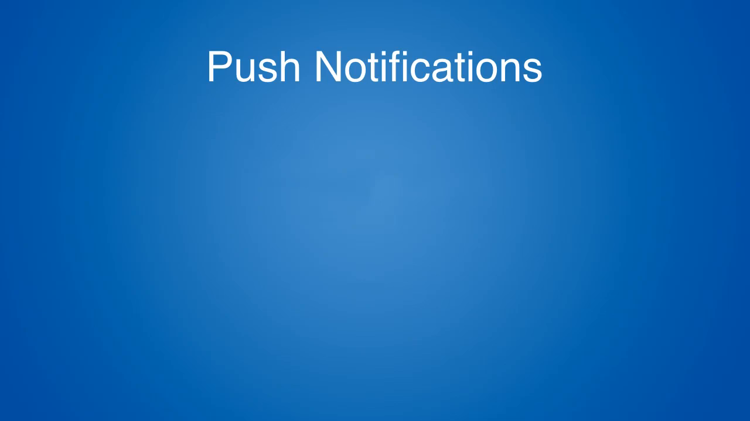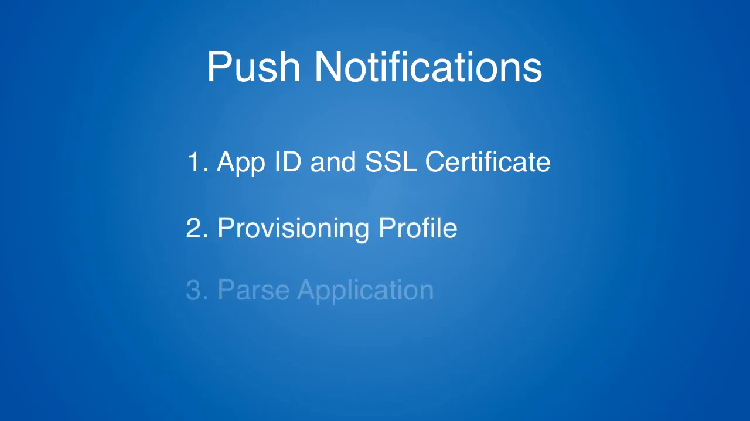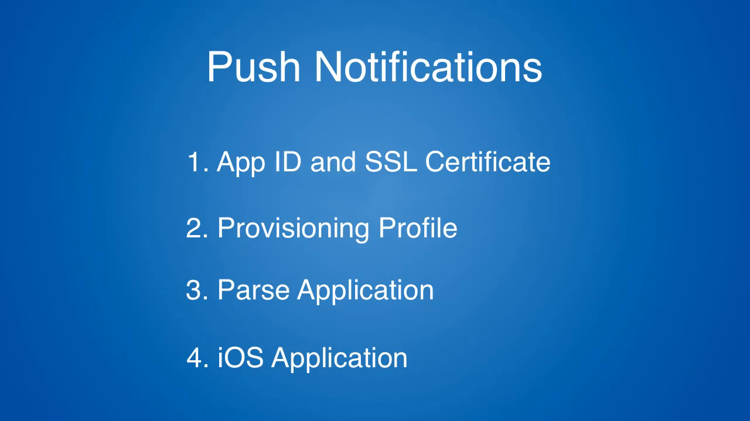Today we'll take a look at the 4 main steps to integrate push. First, we'll create an app ID and generate the associated SSL certificate. Next, we'll create a provisioning profile for this new app ID. After that, we'll configure the Parse app using the SSL certificate we generated. And finally, we'll configure a few things in our Xcode project. So let's get started.